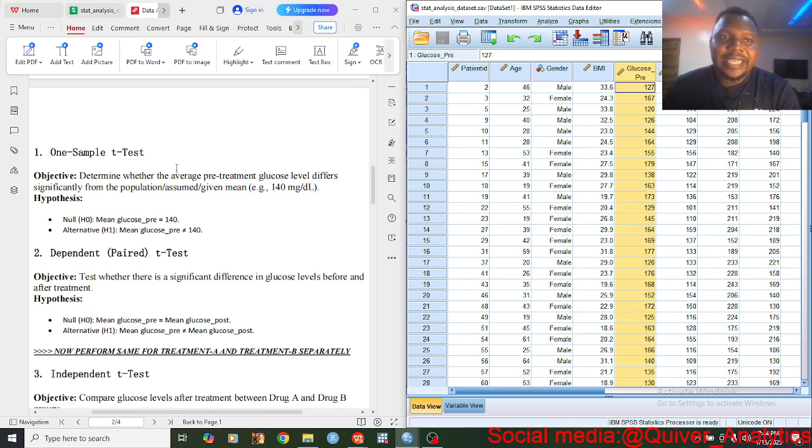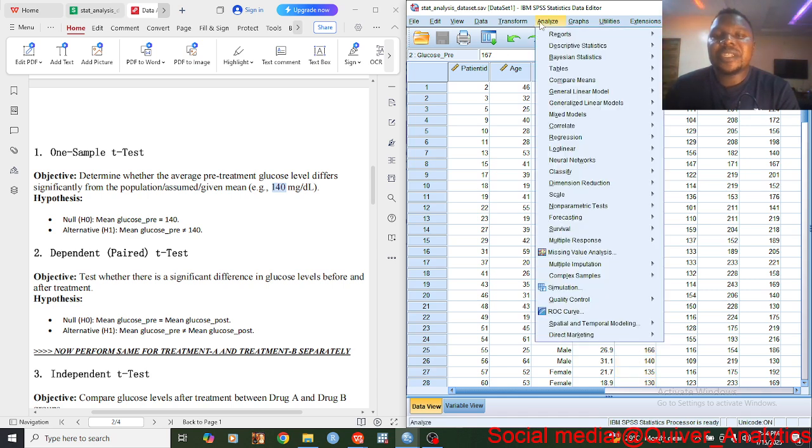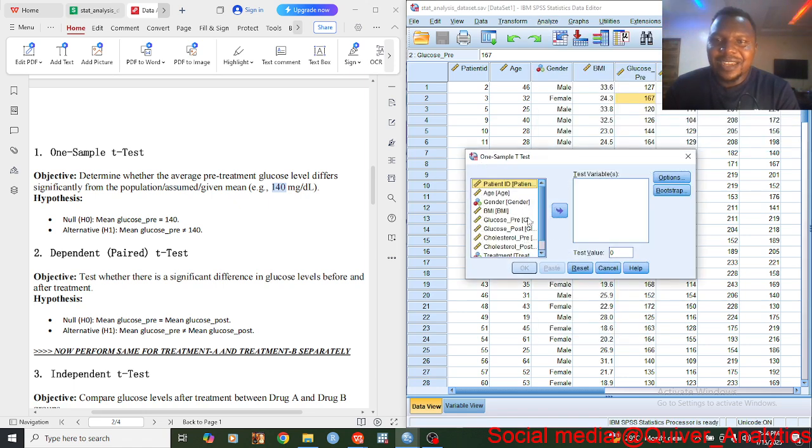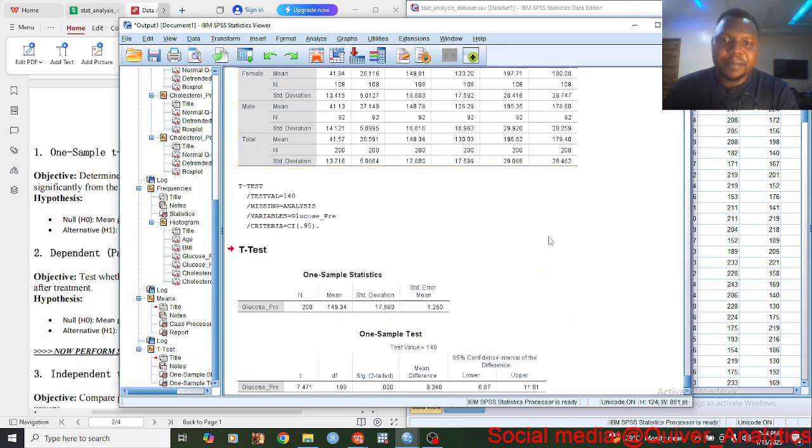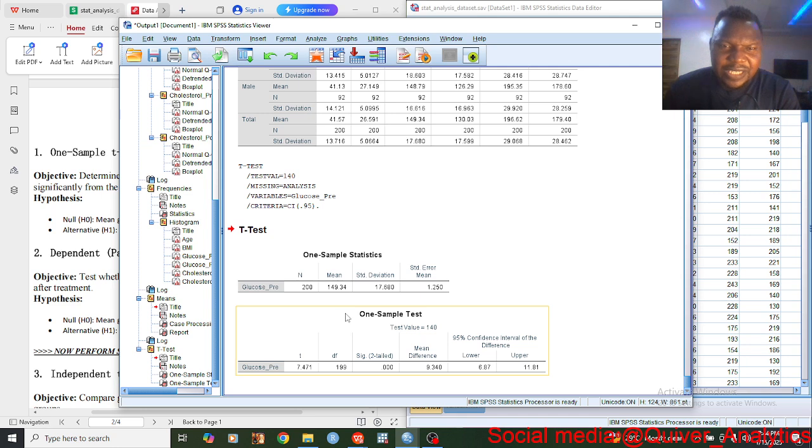Now, the one sample t-test, like we explained earlier, and our test mean is 140 for glucose pre. All right. So you go to Analyze and Compare Means. You can see One-Sample T Test here. Bring glucose pre here, and then our test value is 140. That's all you need to do. Okay, this is the one sample statistics. The n is 200, the mean is 149, the standard deviation and all.